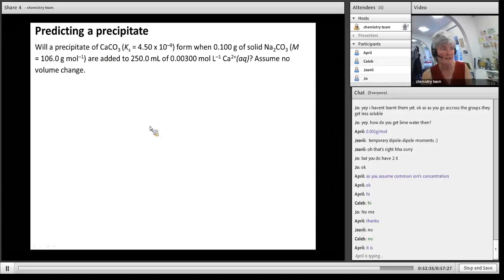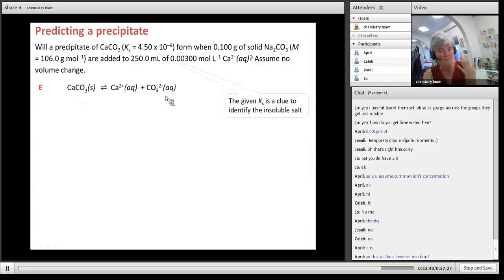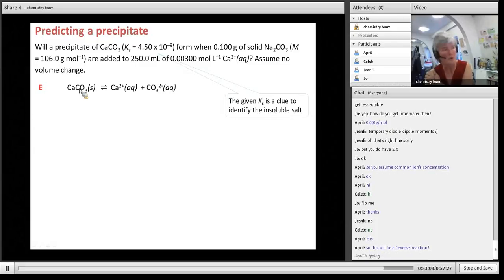So remember what I said, EEC method, whenever you start, write down, they always look to see what salt it is, because the equation you write must be related to the insoluble salt. So if you don't have the right equation, you're going to go wrong. So look for what's the insoluble salt and write the equation down. Yep, so April, this will be the reverse reaction where you get given calcium ions, you get given carbonate ions, and you want to work out, do I have enough of them to form a solid, or will it stay in solution? That's what we're really asking.